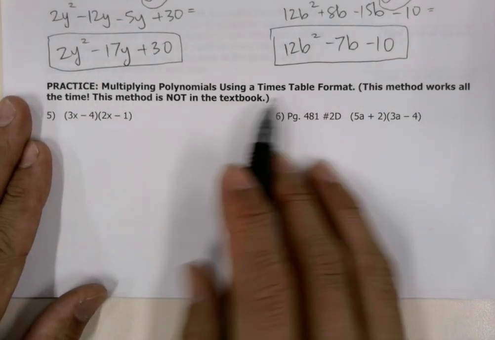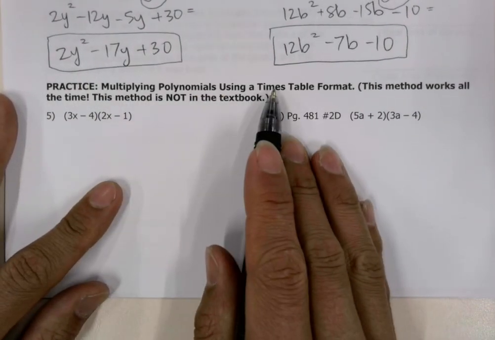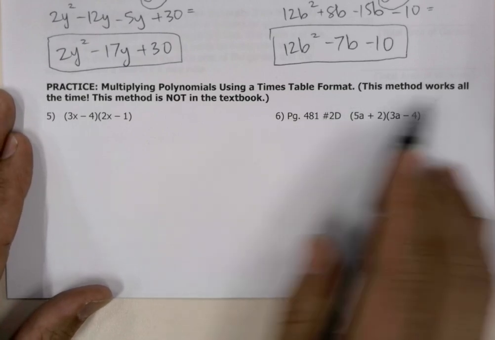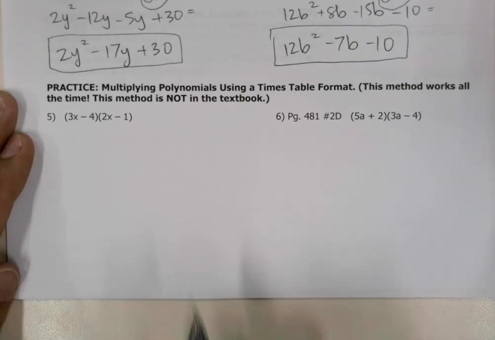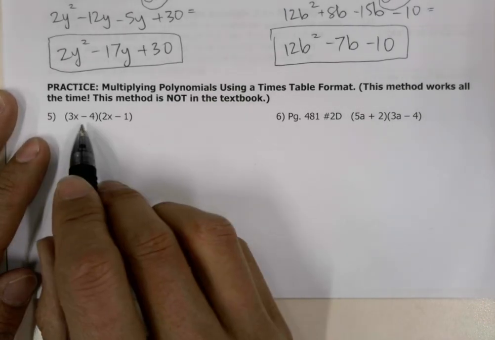The last method we're going to use to multiply polynomials is the times table format. And this works all the time, and it's not in the textbook. So you can find it online though. Right? So what are we going to do?